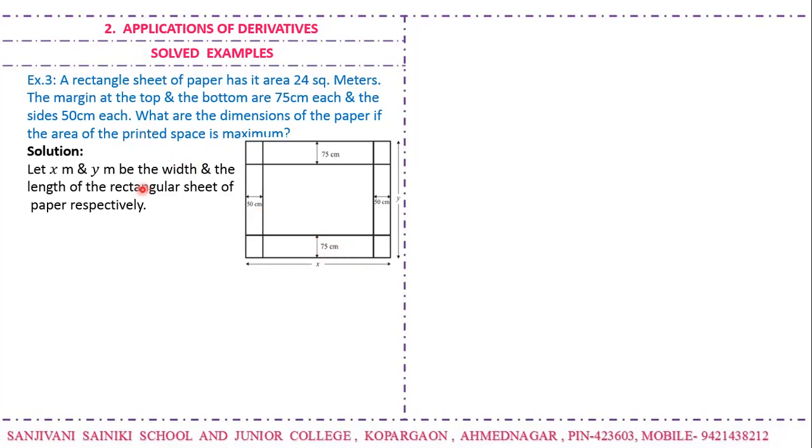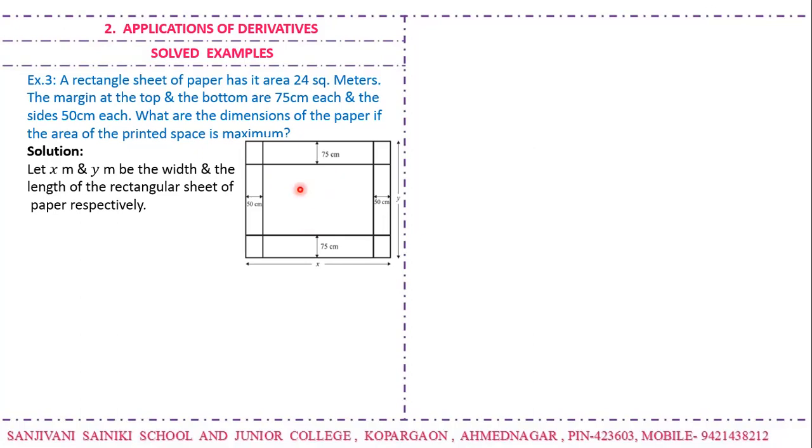Now what they are saying: the margin at the top and the bottom is 75 centimeters. So from the top we are keeping a space of 75 centimeters, and similarly at the bottom also. For the sides, the margin is 50 centimeters, so from this side we skip 50 centimeters and from this side also we skip 50 centimeters. So this is the space where we are going to print, and we want the dimensions of the paper such that the printed area is maximum.